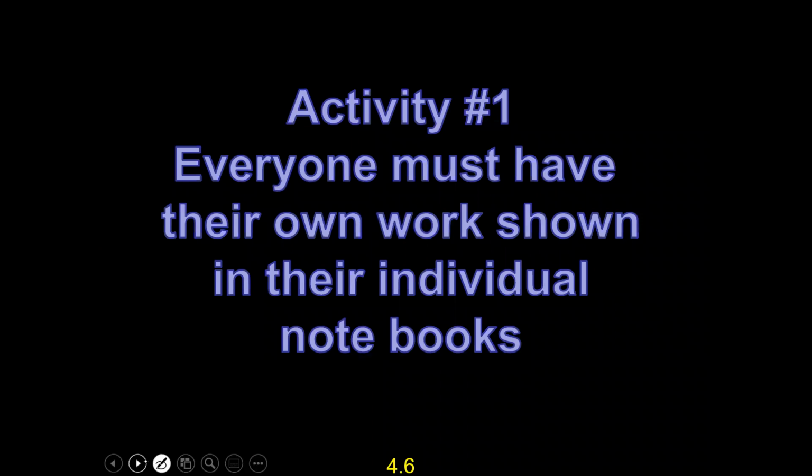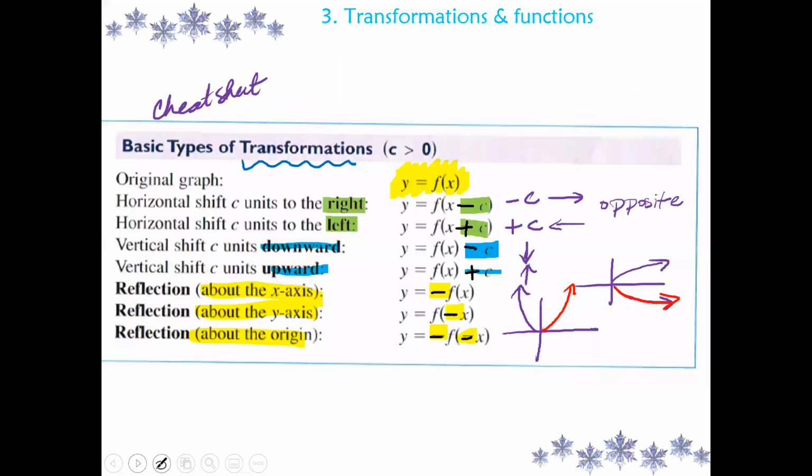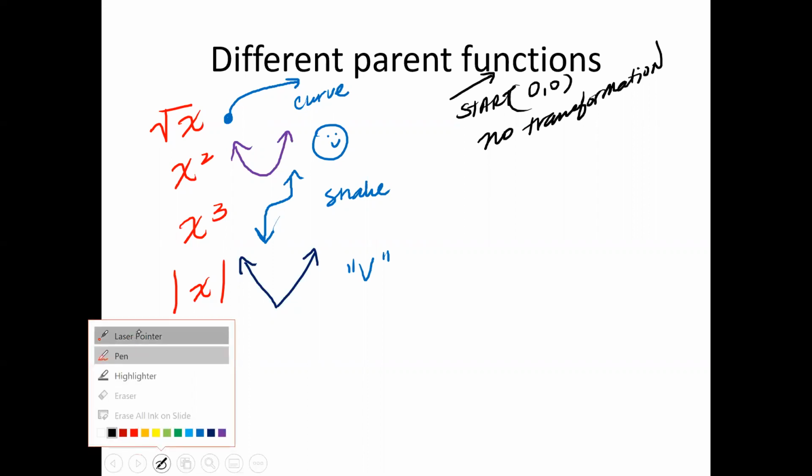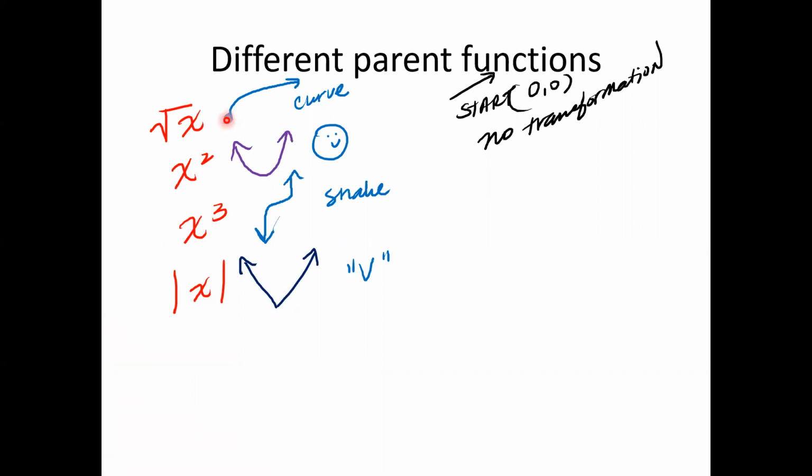Okay, so activity number 1. All right, let's talk about the different parent functions of transformations. So if you have a square root, keep in mind that the shape of the graph is going to be a curve, and you always start at 0, 0 because that's a parent function. You're not moving it up, down, left, right, or anything. You start at 0, 0.